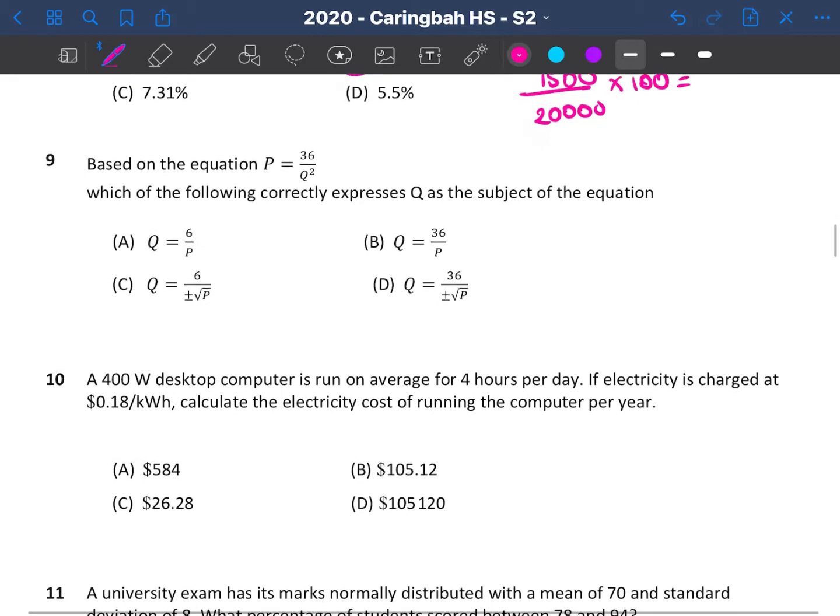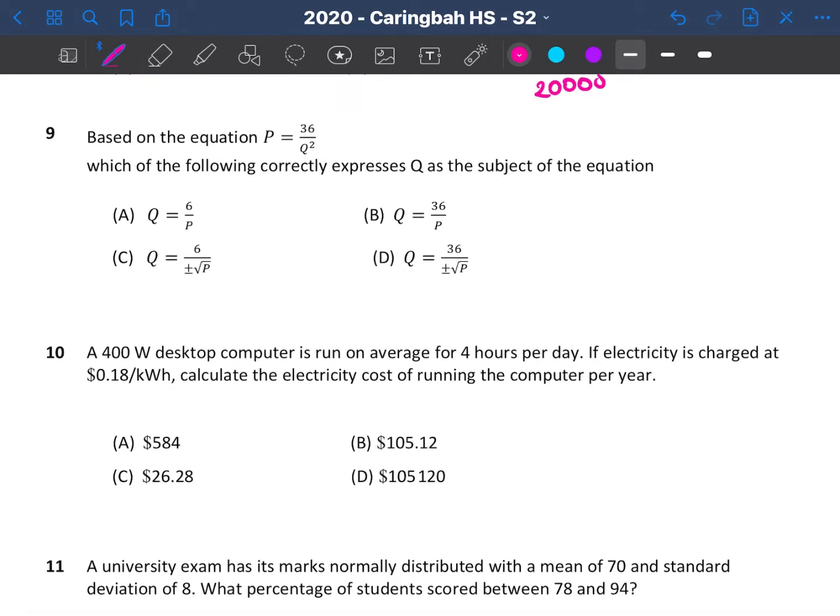Question 9. Based on the equation P is equal to 36 over Q squared, which of the following correctly expresses Q as a subject of the equation? Okay, P is equal to 36 over Q squared. I'm first going to bring this Q squared up to here. So on the right hand side it's being divided by, so on the left hand side it will multiply. So now I've got P Q squared is equal to 36. Now I want to get Q on its own. Actually, I'll get Q squared on its own, so I'll divide both sides by P. So now I have Q squared is equal to 36 over P.